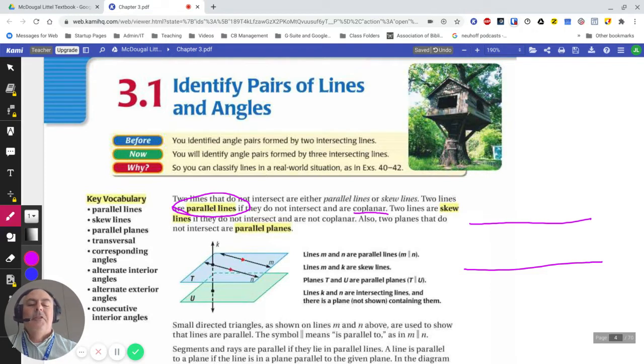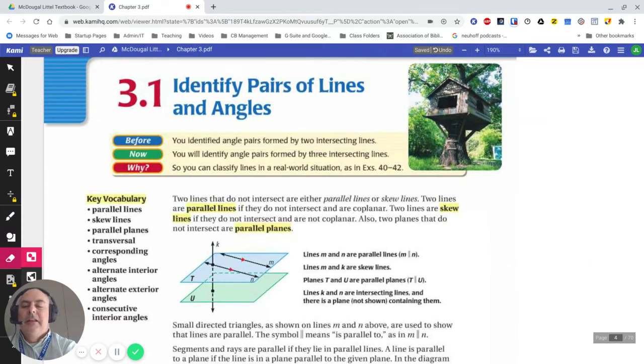I can have what's also called skew lines, and those are going to be two lines that are on different planes and don't intersect each other. So let's take a look at the example here. I have this line K and this line M. The way they're drawn here, they will never intersect each other, but they're not on the same plane, so they're not considered parallel. In this case, they're called skew lines.